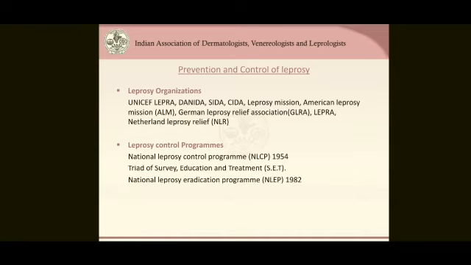Leprosy organizations include UNICEF, Lepra, Danida, SIDA, Leprosy Mission, American Leprosy Mission, German Leprosy Relief Association, and Netherlands Leprosy Relief. Leprosy control programs include the National Leprosy Control Program. It started in 1954, with the triad of survey, education and treatment. The National Leprosy Eradication Program is what we are following right now. NLEP started in 1982.